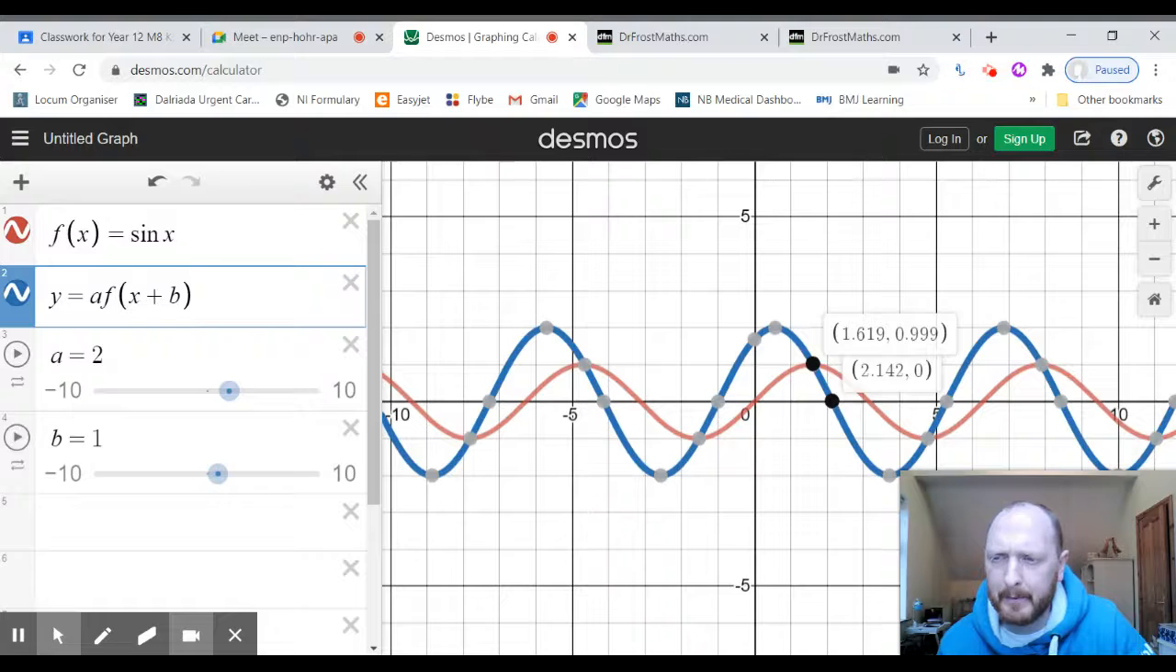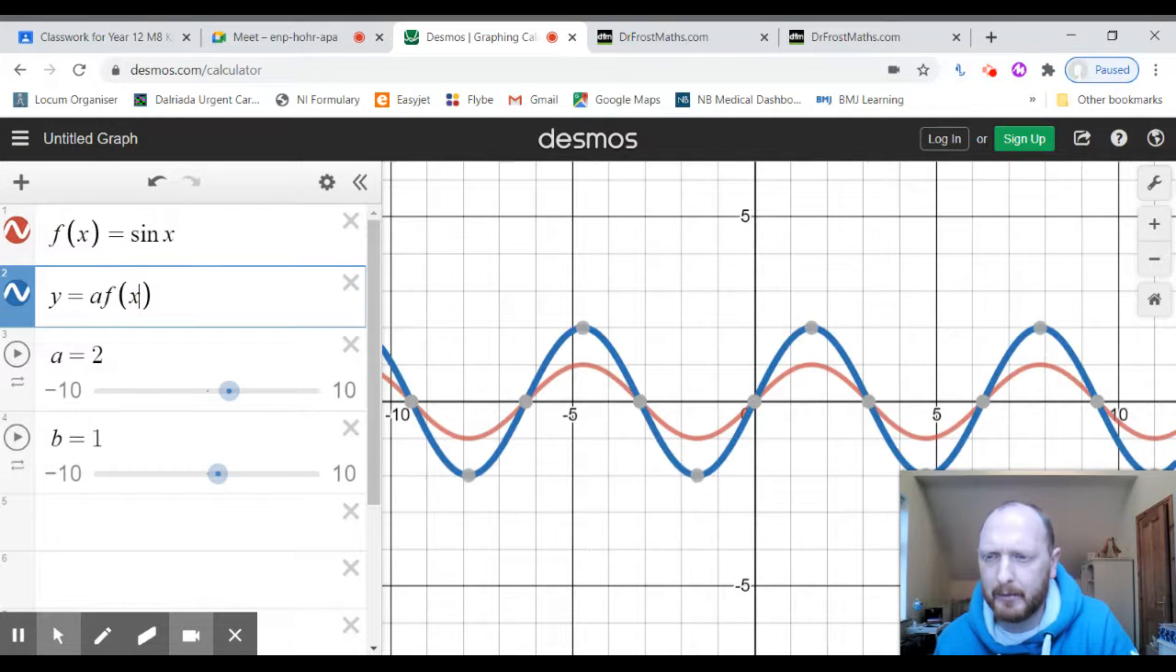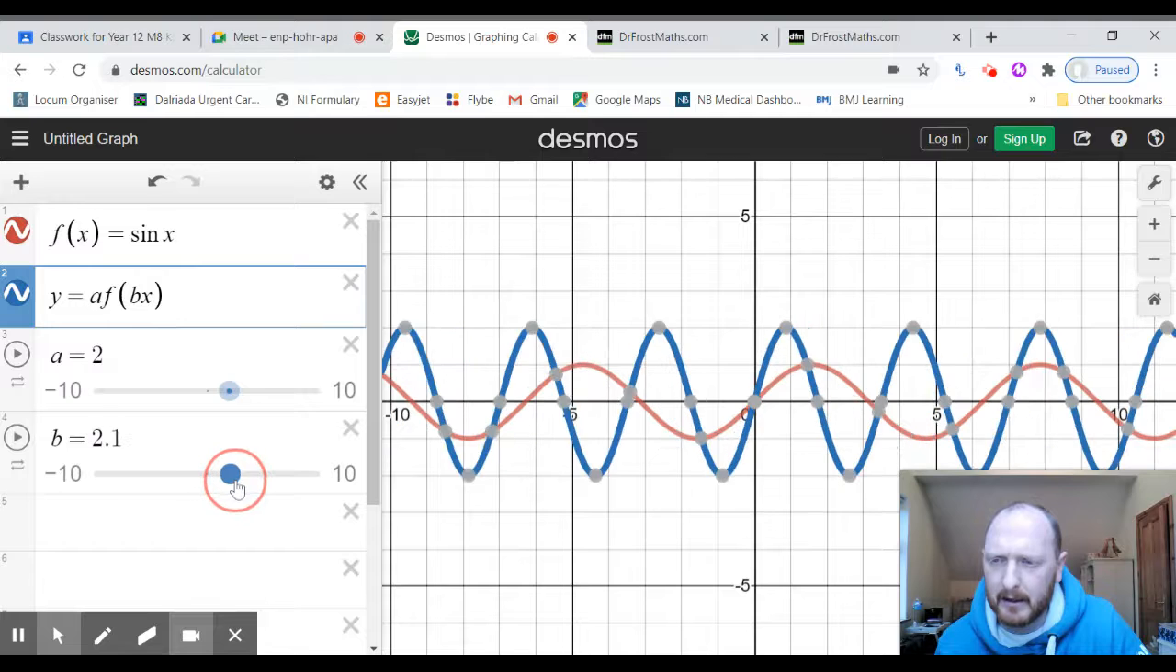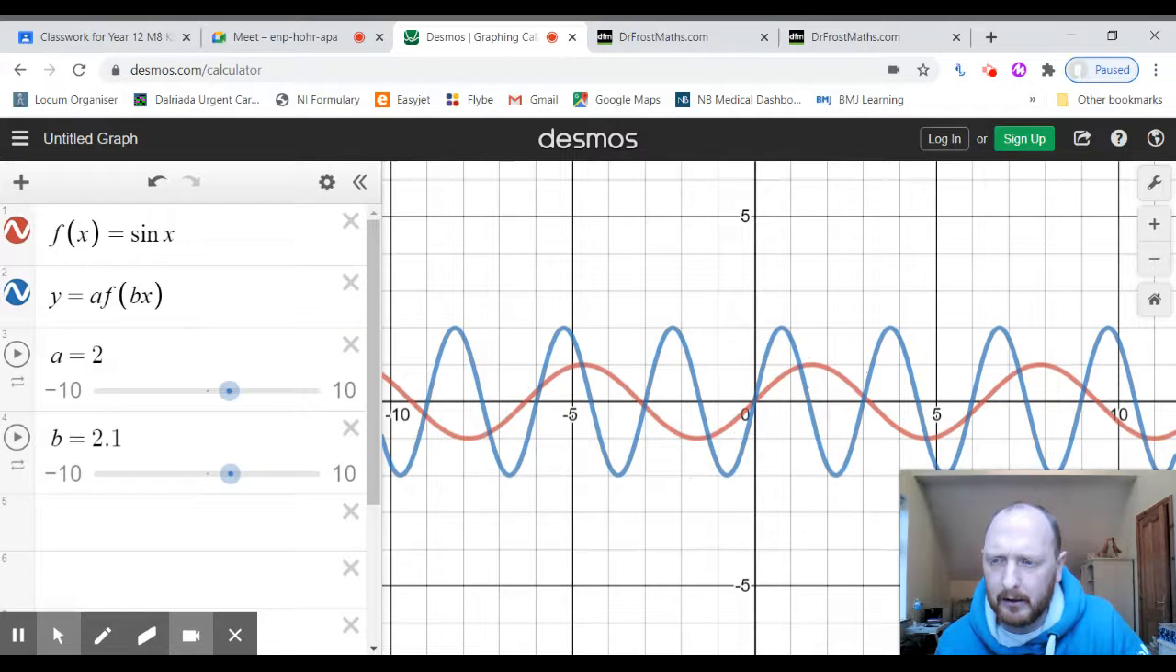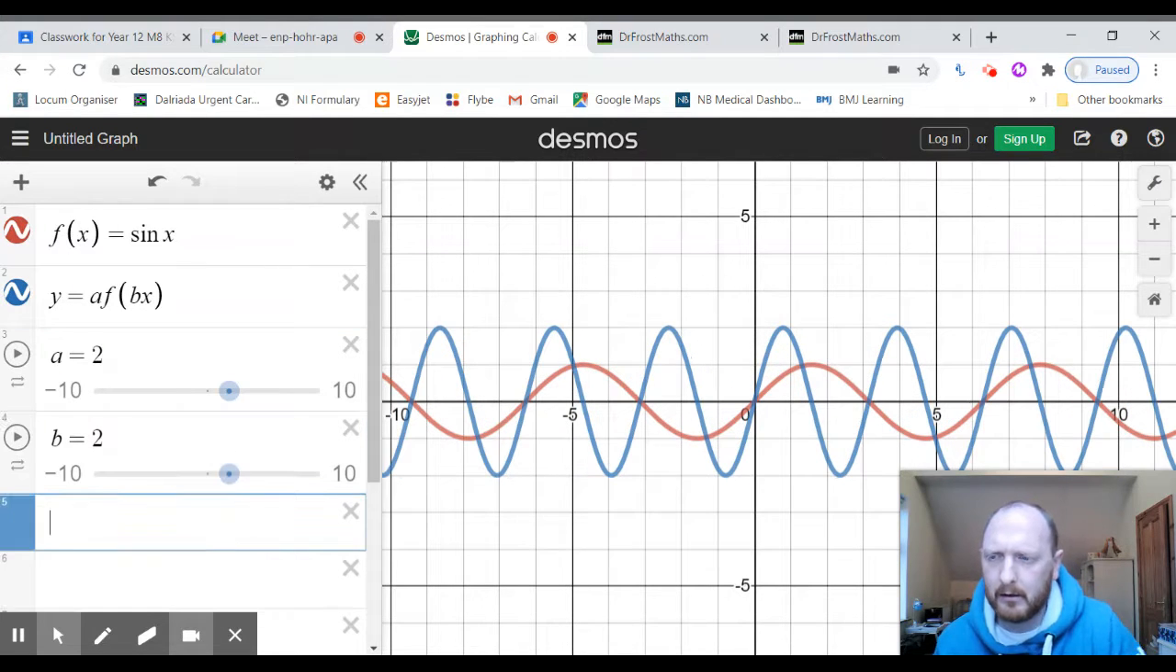And that would be the same if, rather than plus b, it was bx. It's the same idea. So here we'd multiply it horizontally by a factor of 1 over b. If we change that to 2 as well, we're halving it, squishing it in the x-direction by a factor of a half. We can see that there are 2 full graphs within one period. And then it's also been stretched vertically by a factor of 2.